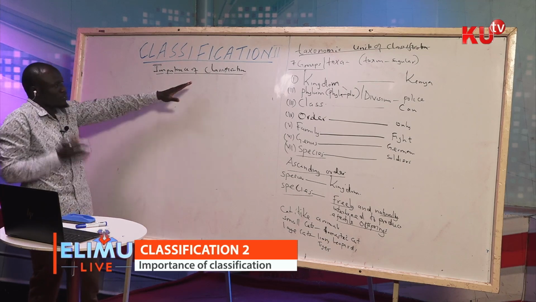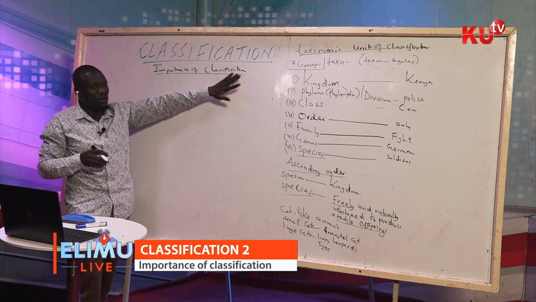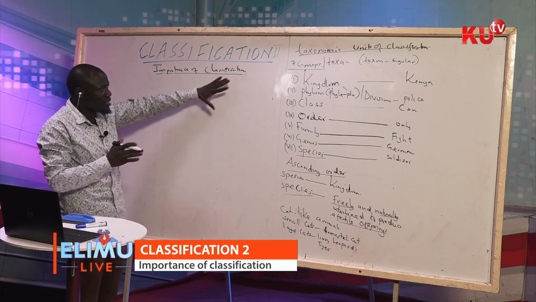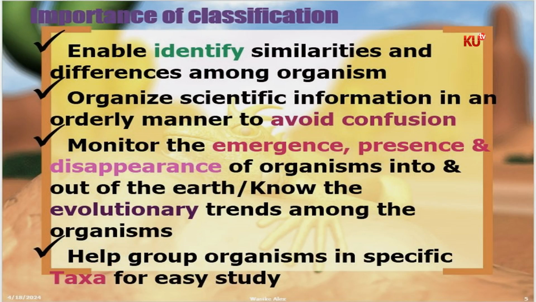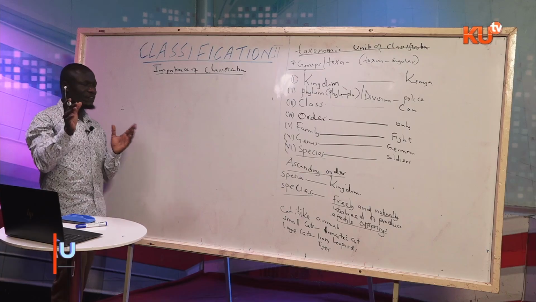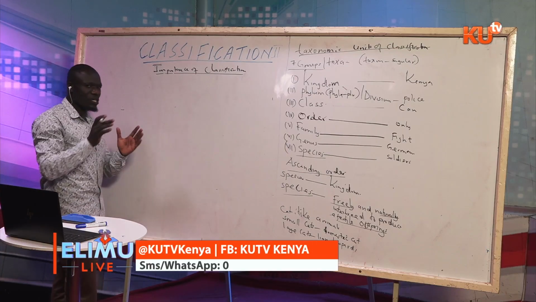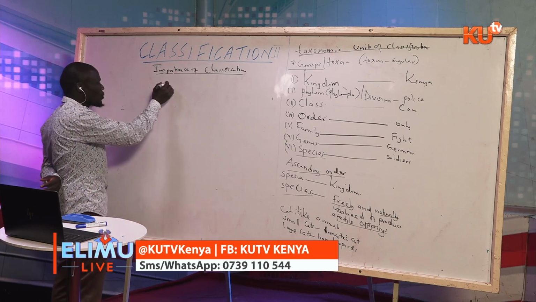There are so many more importance of classification. I may not be able to highlight all of them, because these are some of the things that we learned in Form 1. Another area that we were told while we were in Form 1 is that this person by the name Carl Linnaeus came up with the scientific naming of organisms. In scientific naming, this is where we give organisms two names.